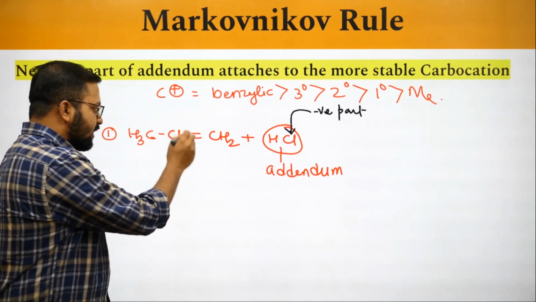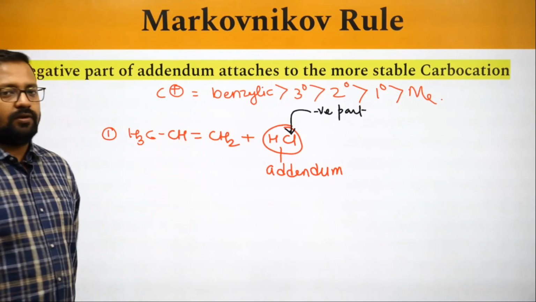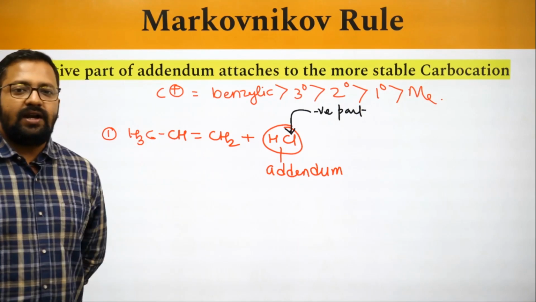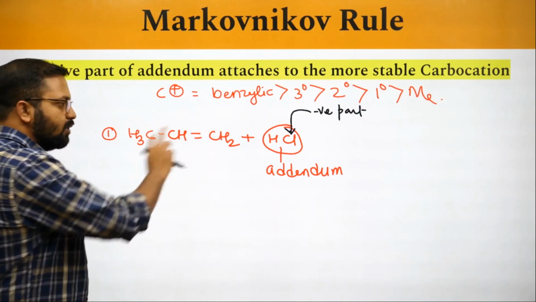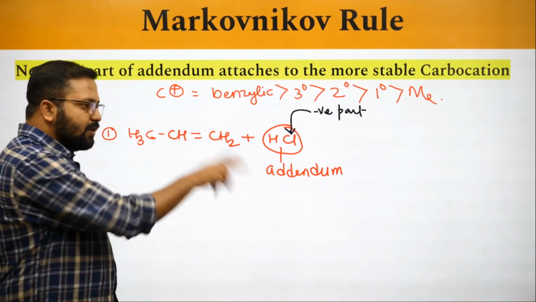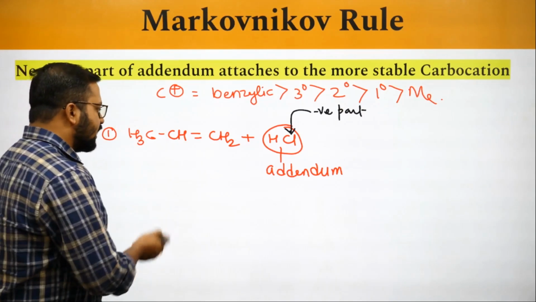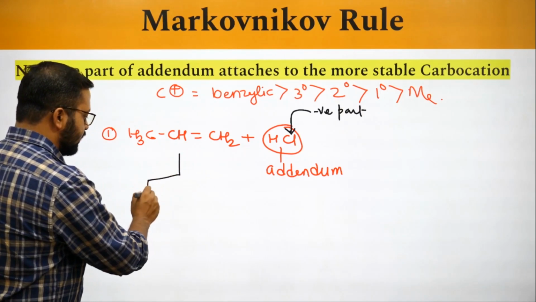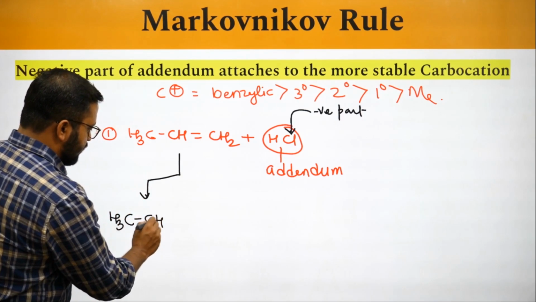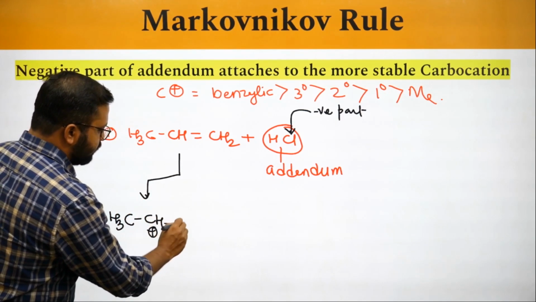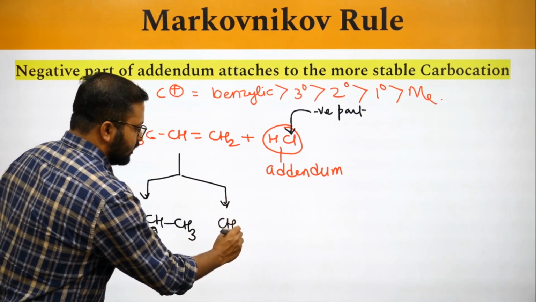Now, if I attach HCl to this molecule, I first have to identify that if I break this double bond, addition will happen, so this double bond will break. If this double bond is broken, where would a more stable carbocation be formed? So we can hypothetically form two types of carbocation. I can form this carbocation, or I can form this carbocation.